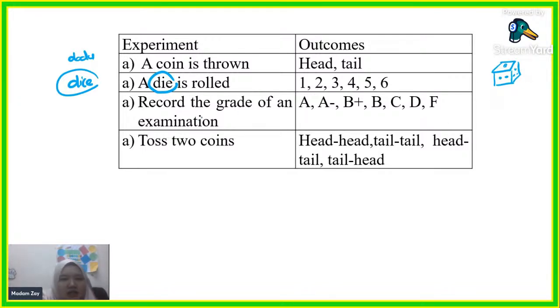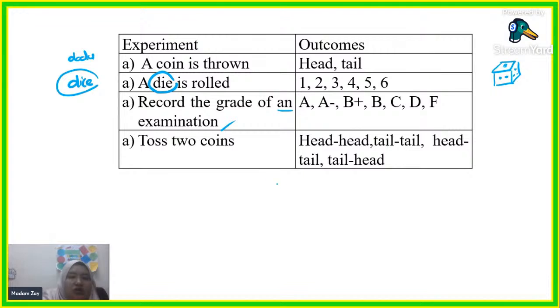And then the next one is a record of the grade of an experiment. So you have examination. You have your results for the AM015, right? Most of you get A or A minus or B plus, B, C plus, C minus, D and F.